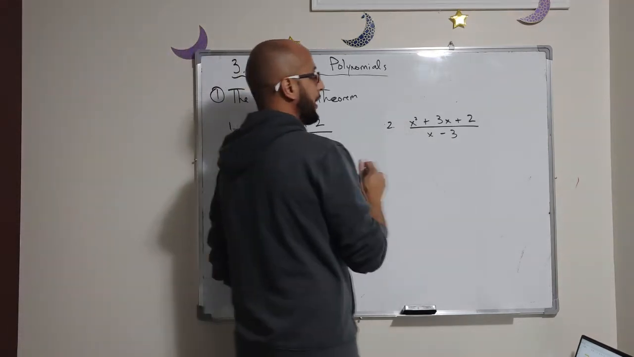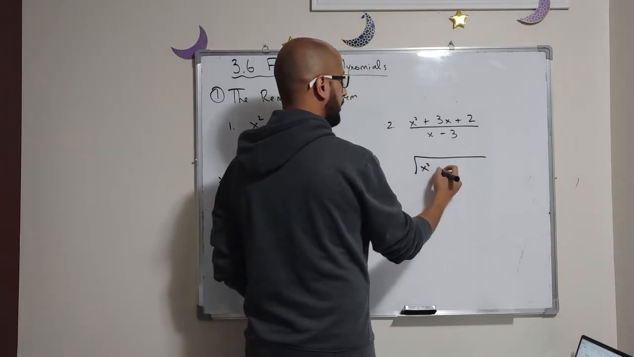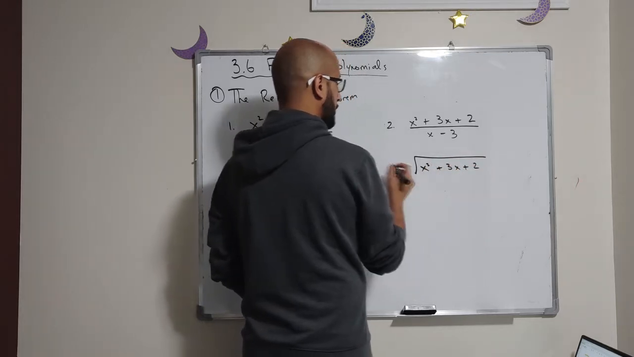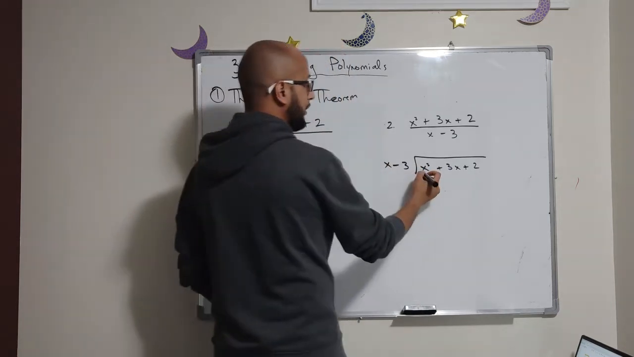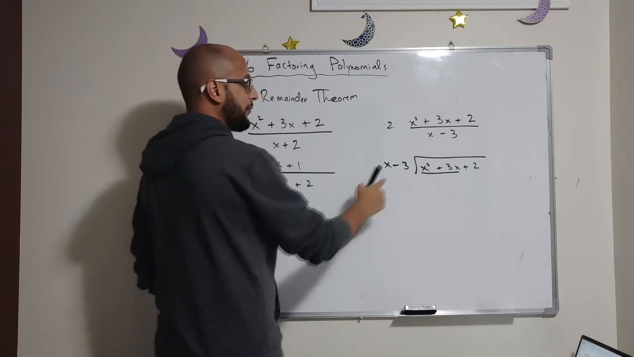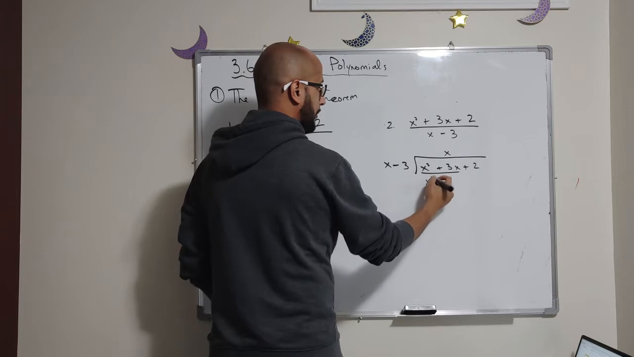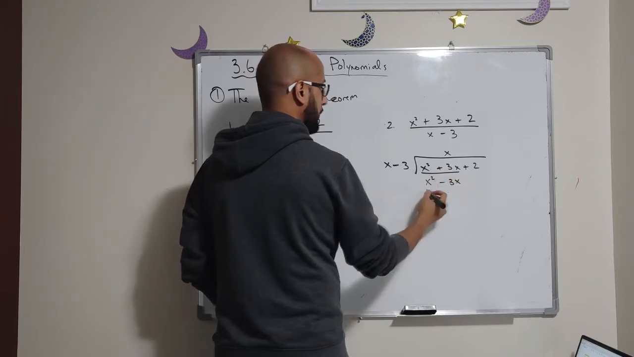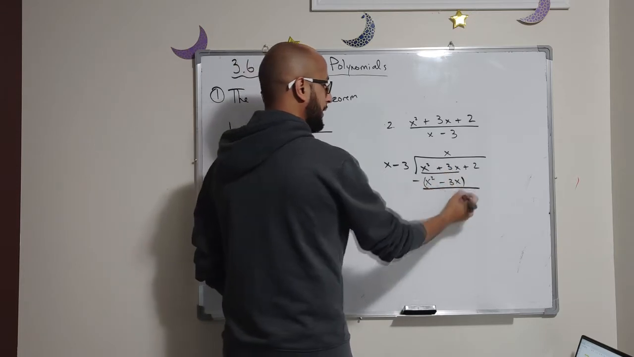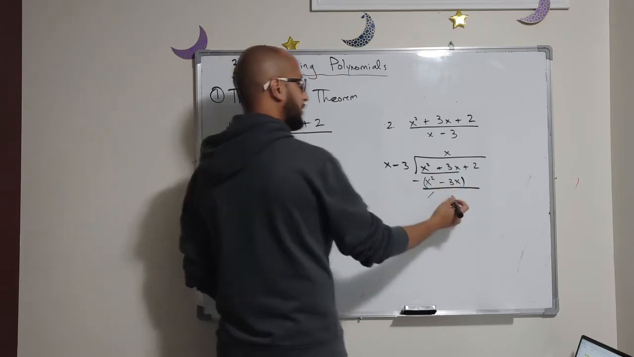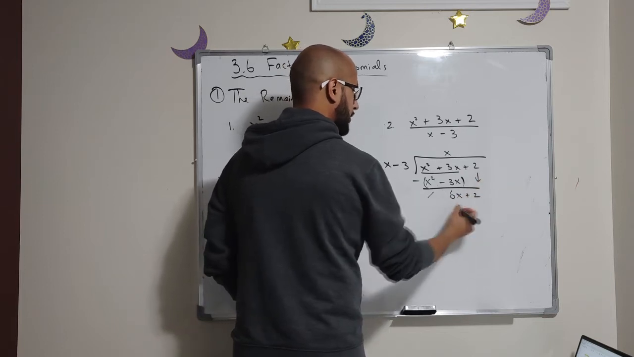So x squared plus 3x plus 2 divided by x minus 3. Same idea. The first two terms are the ones we look at. x squared divided by x is just x. This becomes x squared minus 3x. We go through and we subtract it. x squared minus x squared is 0. 3x minus negative 3x is positive 6x. Bring down the plus 2.